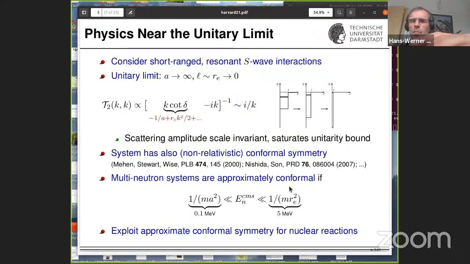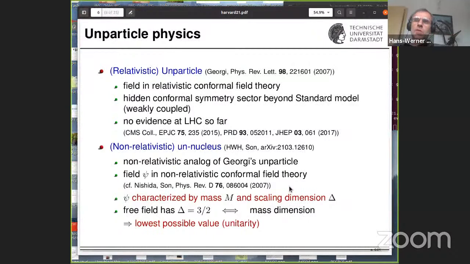So. Now, in the title, I had this word unnuclear physics. So this is kind of derived from this unparticle concept that was introduced by Georgi as a possible scenario for physics beyond the standard model. So Georgi's unparticle is just a field in a relativistic conformal field theory. The assumption is that there is a hidden conformal symmetry sector beyond the standard model, which is weakly coupled.